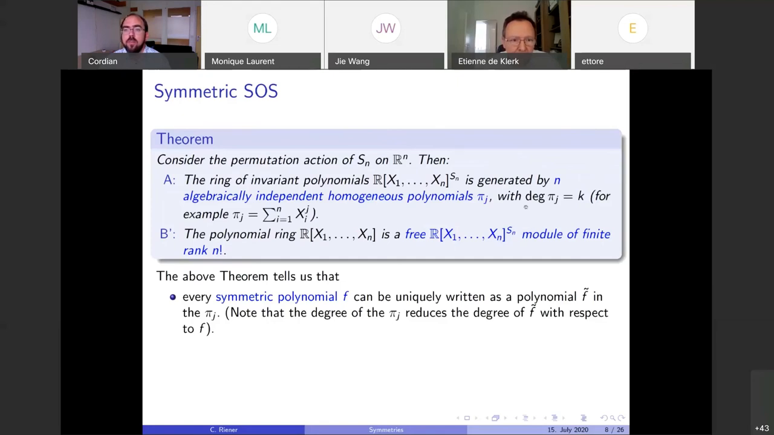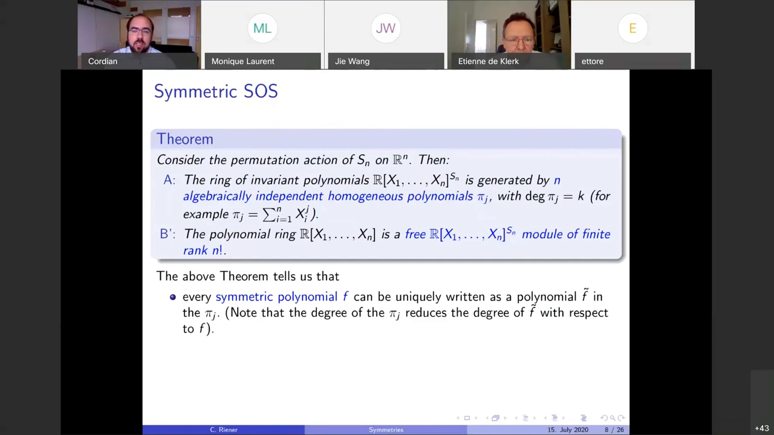Okay. So the statement is a little bit more general. Let me show you the theorem again. This says that this ring of polynomials is generated by n algebraically independent homogeneous polynomials, and you have a lot of freedom of actually choosing those. They are not unique.